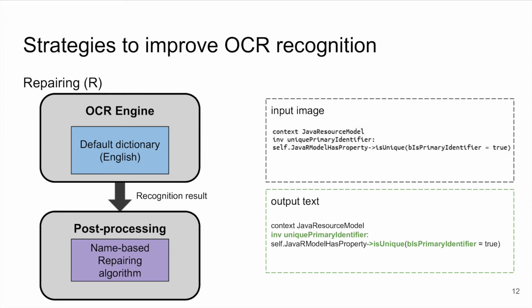Instead of creating a new OCR model, we use a name-based repairing algorithm that we built on top of the default model, in order to see if we could improve the base model by only applying a simple repairing algorithm. This algorithm takes the list of possible words that could exist in the recognized expression, being these words the DSL dictionary of keywords, and function names and the dictionary of the domain names model of the recognized expression.